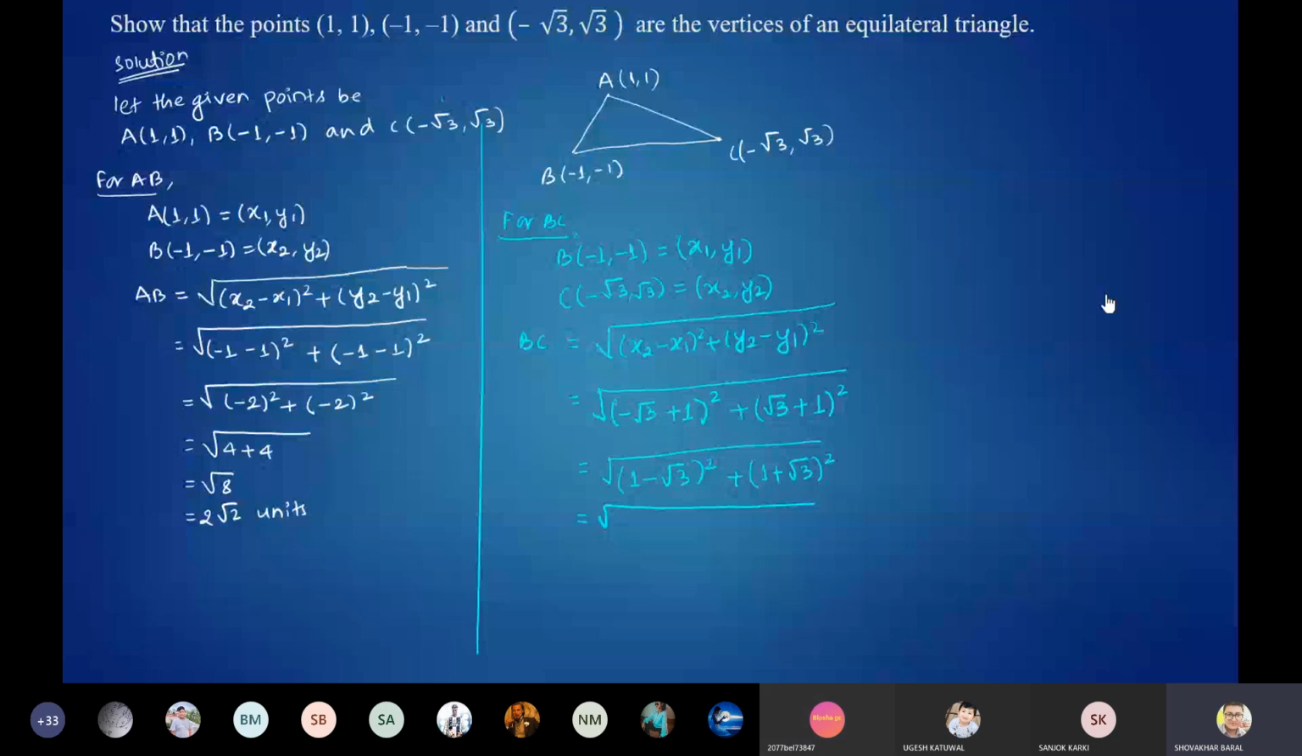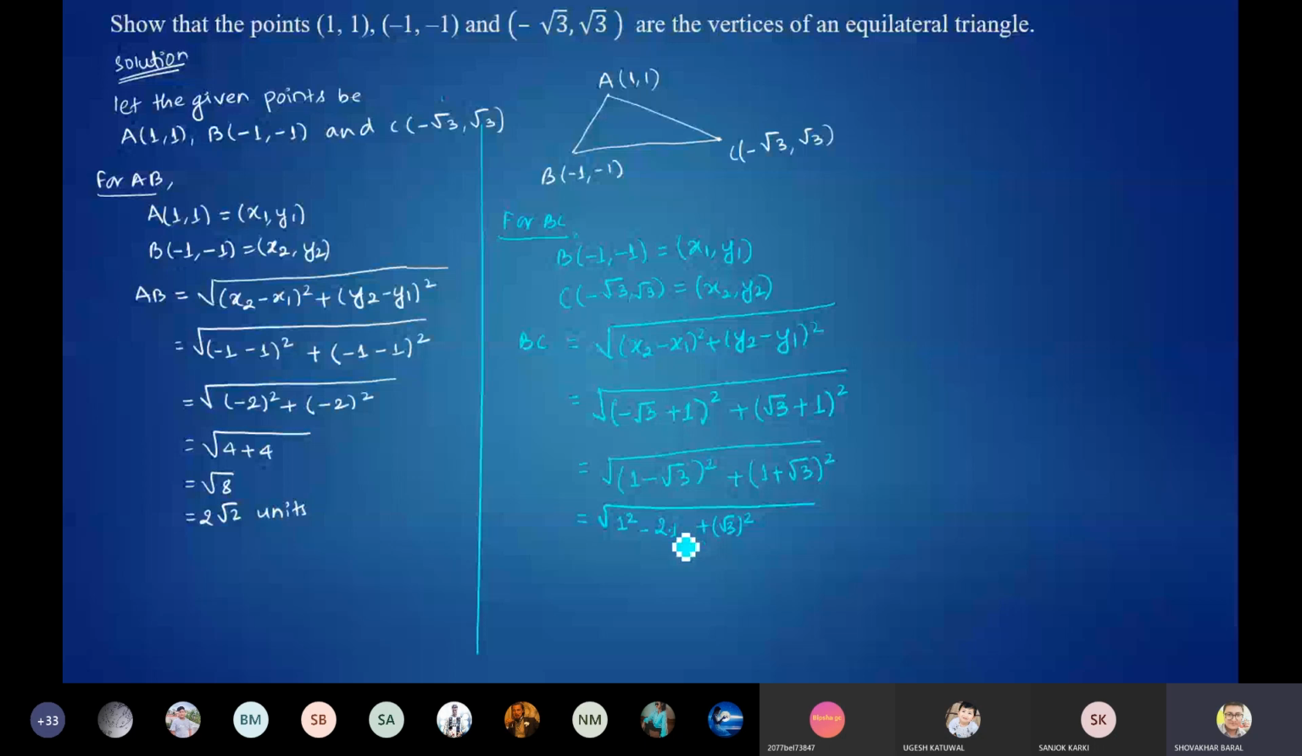Okay, so the value is (a minus b) whole square, that is 1 square minus 2 root 3 plus (root 3) whole square. It will be 2 root 3 whole square, 2 times 1 times root 3. Okay, let me write that also: 2ab, 2 times 1 times root 3.